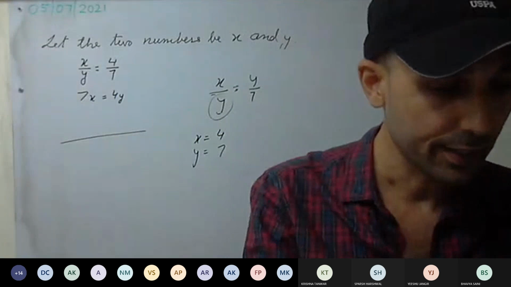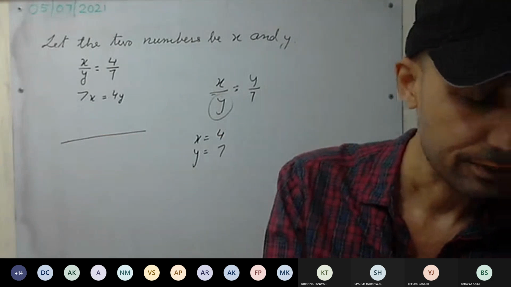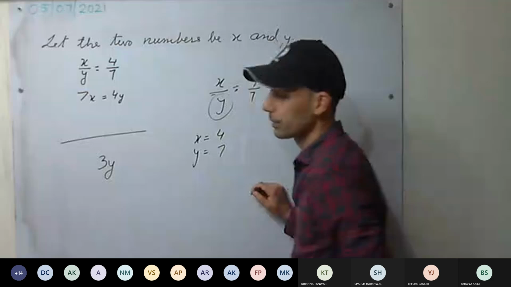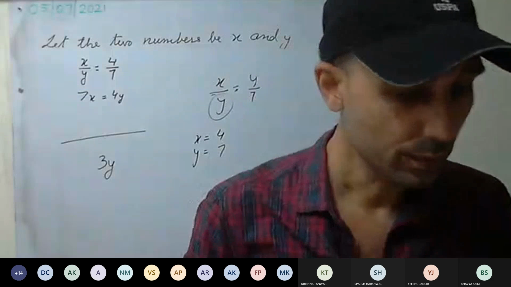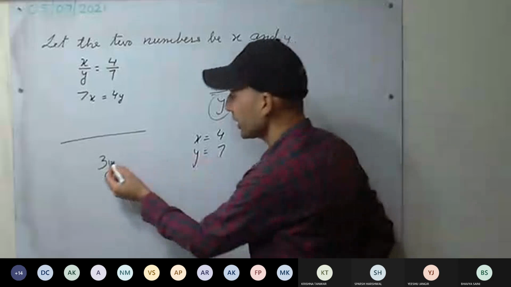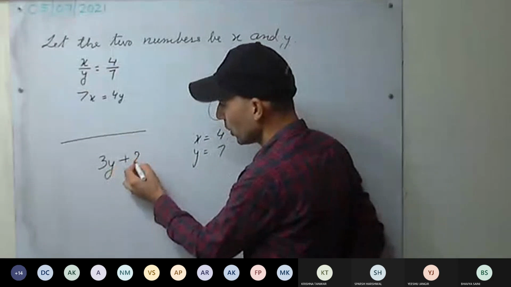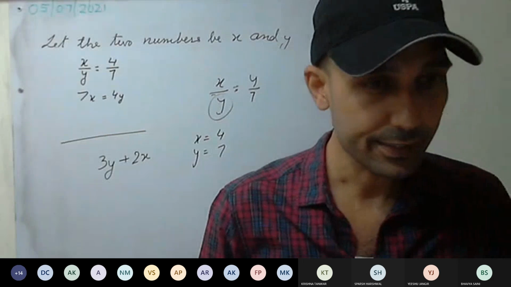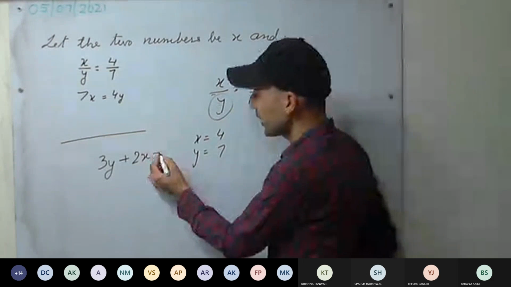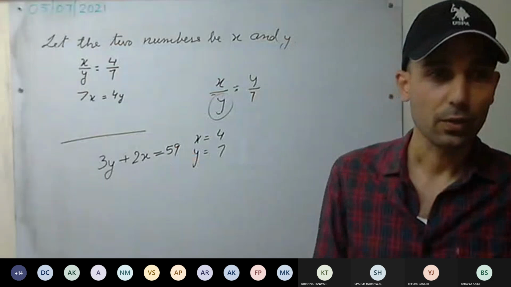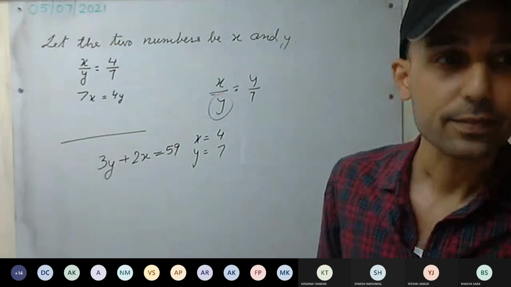Okay. So now read the second part. If thrice the larger is added to twice the smaller, to x, the sum is equal to 59. Understood now? Sir, right? Yes.